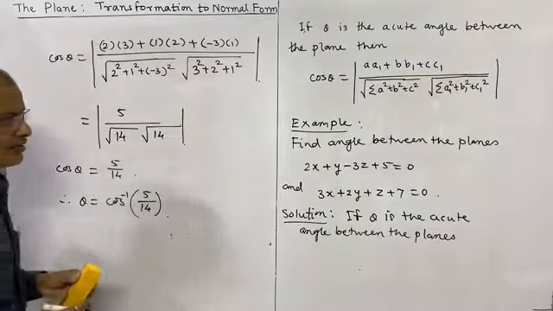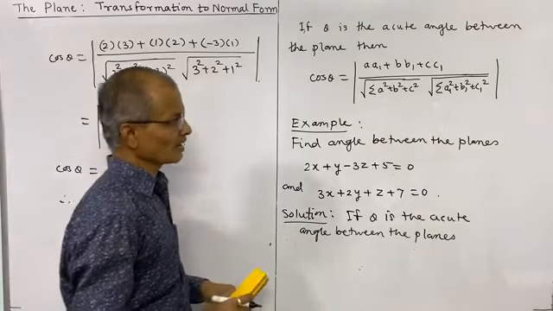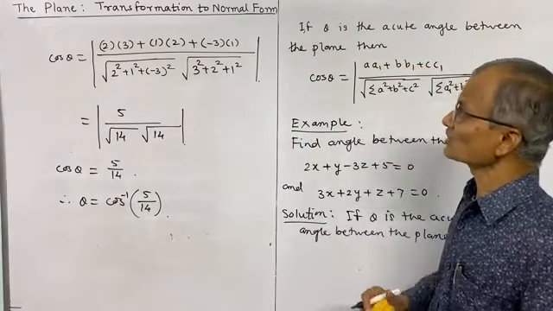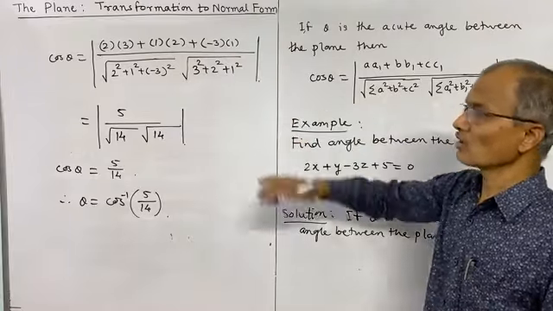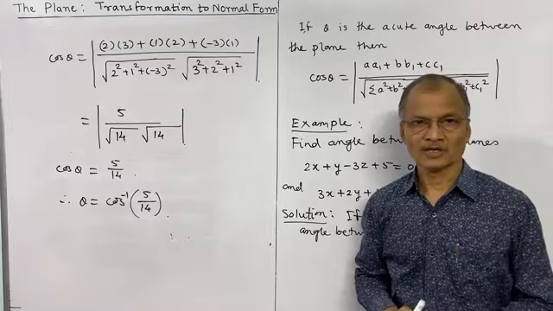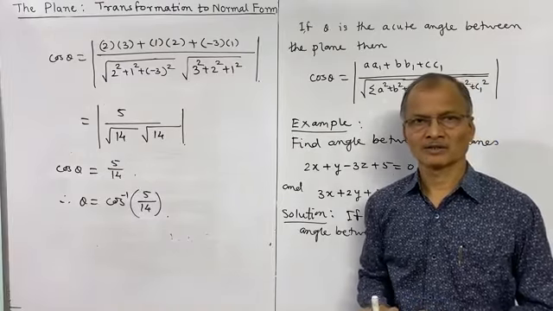So in this way we can find the angle between the two planes, which is same as the angle between their normals. Thus we have studied how to transform a general equation to normal form and how to obtain the angle between the planes. So the remaining part we will continue in our next lecture. Thank you.